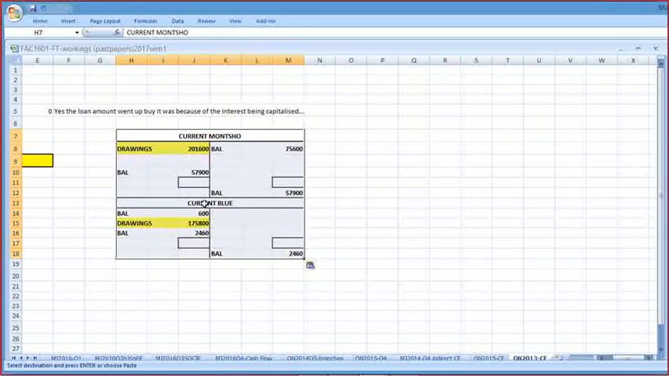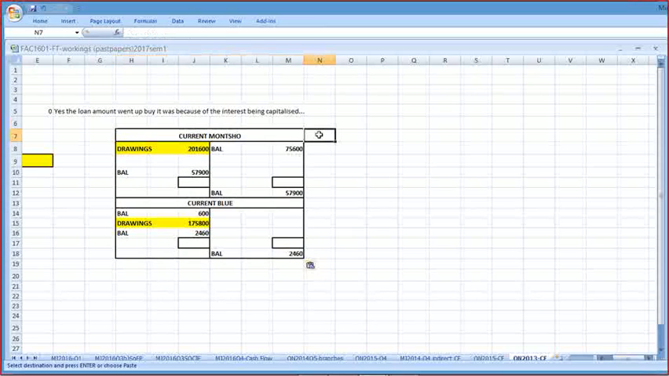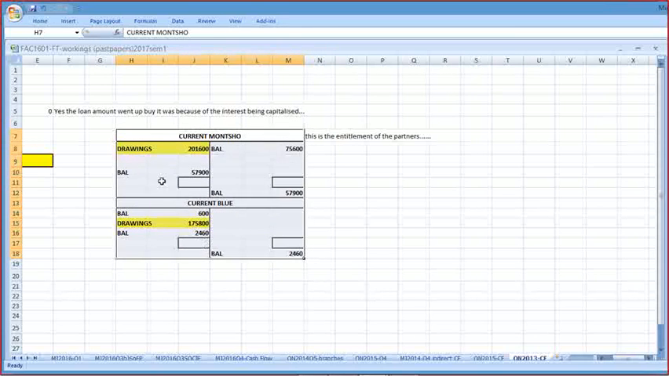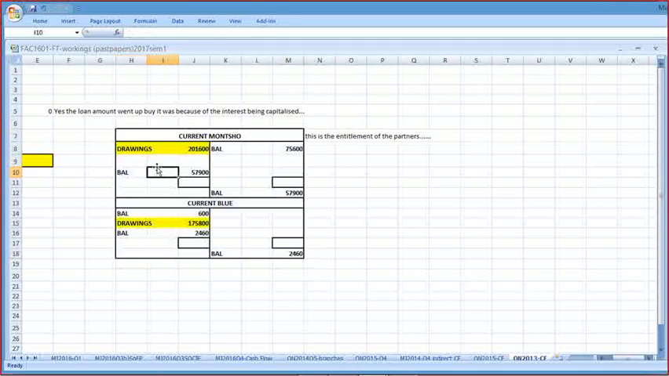Right, remember, what does drawings do to their current accounts? It decreases it, because their current account is the entitlement of the partners. Okay, that's what they're entitled to. So when you draw from the business, it will affect your current accounts. Okay, because they didn't give you drawing accounts there.